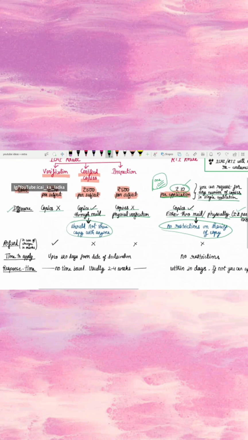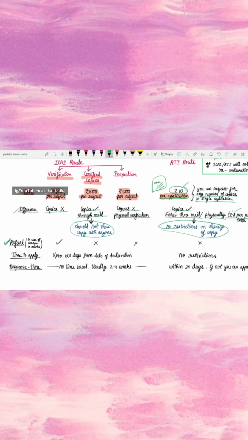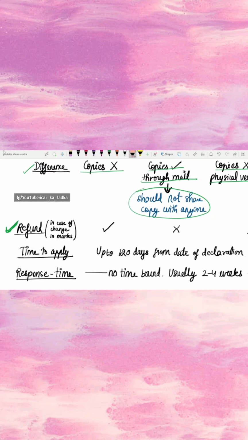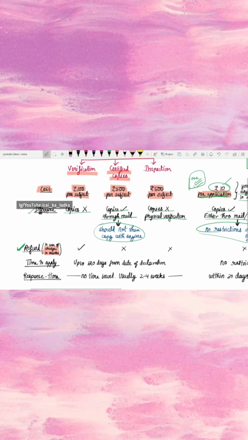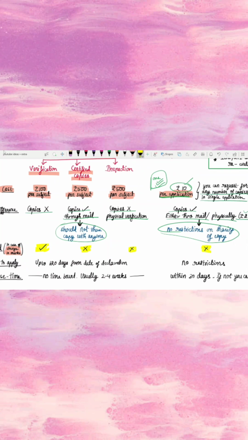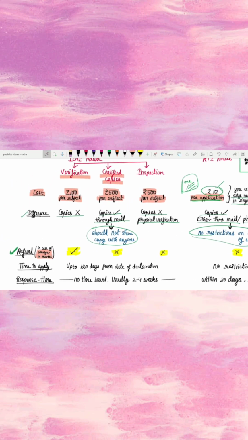Okay, refund. Will you get the amount refunded? Refund is usually done only where there is a change of marks. If there is no change in marks, you will not get any refund. So remember that. Under the verification method, you will get a refund if there is any change of marks. Under certified copies, you will not get any refund. Inspection also, no refund. And the RTI route also, no refund. Only under verification of marks, if there is any change of marks, you will get a refund.